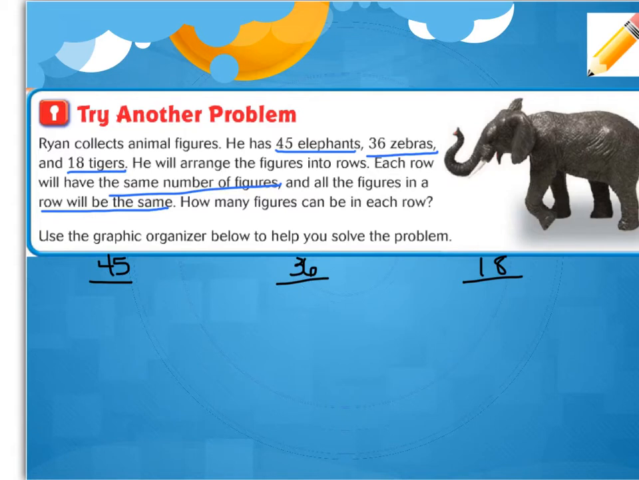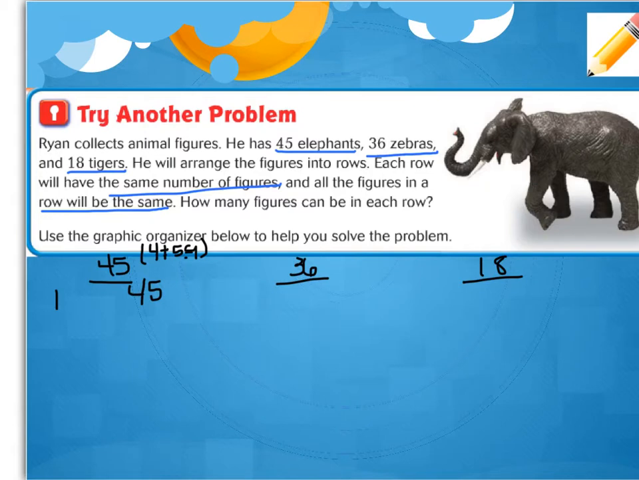Starting with 45, of course, there's 1 and 45. What about 2? 45 is not even, so 2 is not a factor. What about 3? If I do 4 plus 5, I get 9. That means that 3 must be a factor of 45.